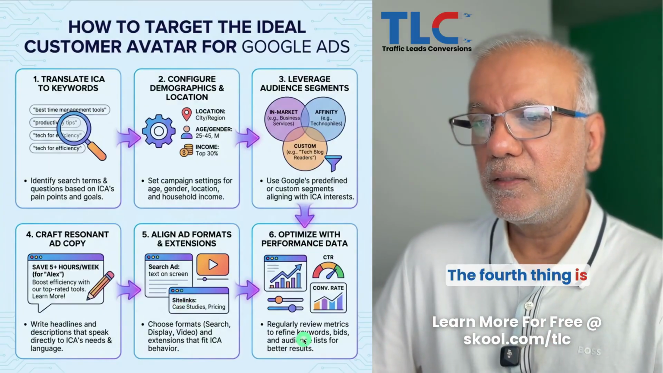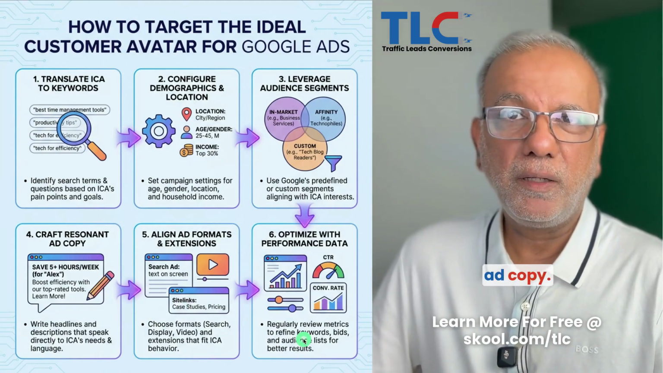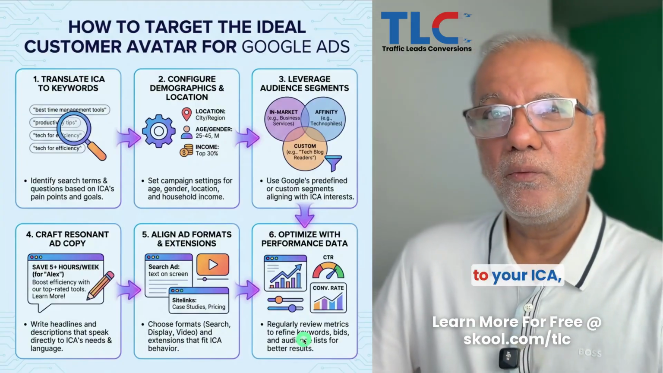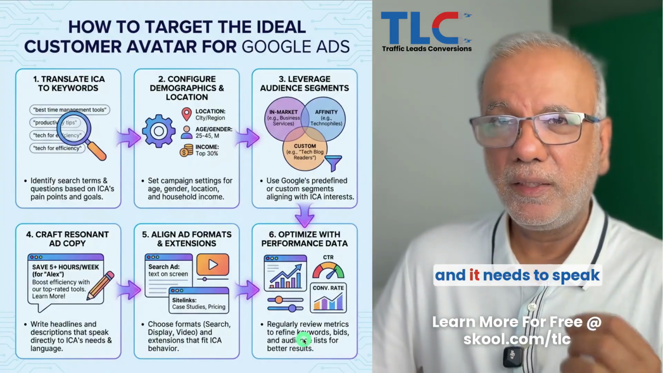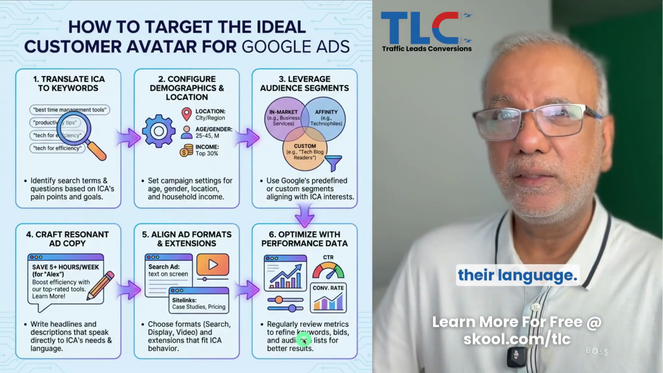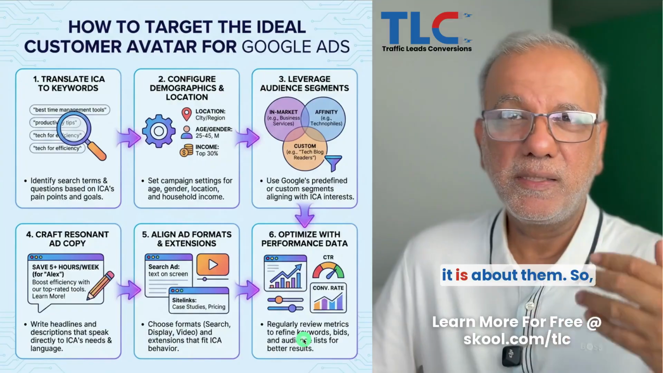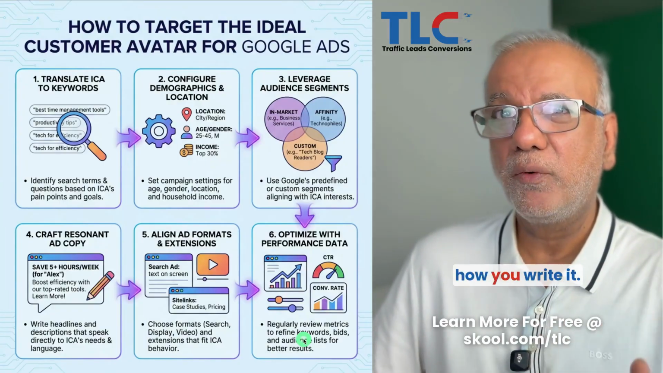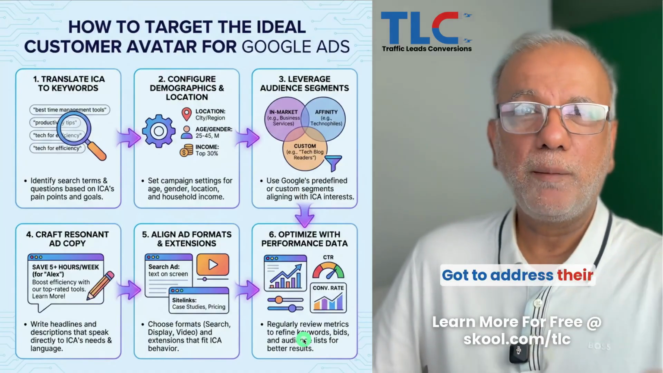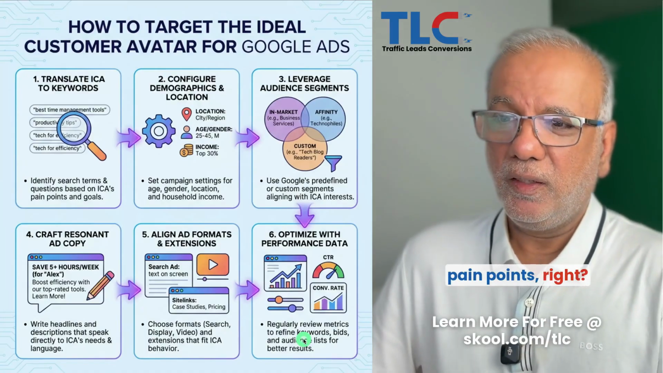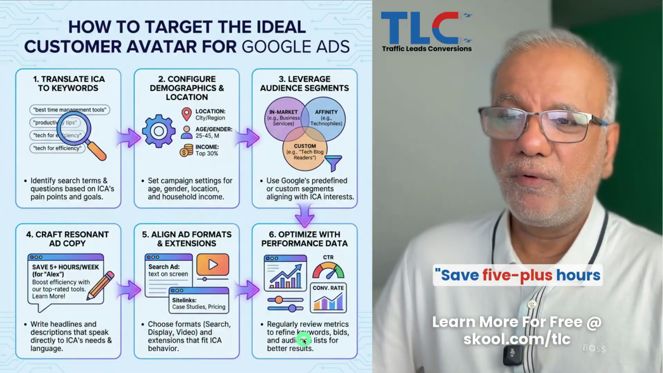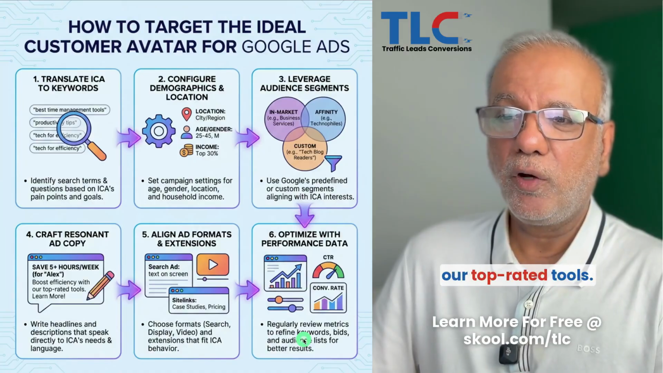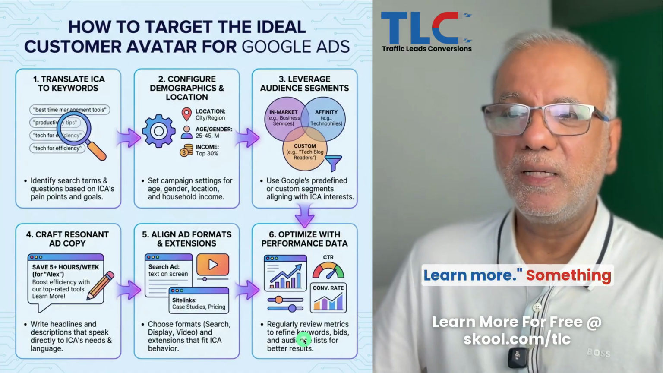The fourth thing is craft resonant ad copy. Write headlines and descriptions that speak directly to your ICA, and it needs to speak their language. It isn't about me, it is about them. So you've got to be very careful as to what you write and how you write it. Got to address their pain points, right? So it could be something like, save 5+ hours per week, boost efficiency with our top rated tools, learn more, something like that.